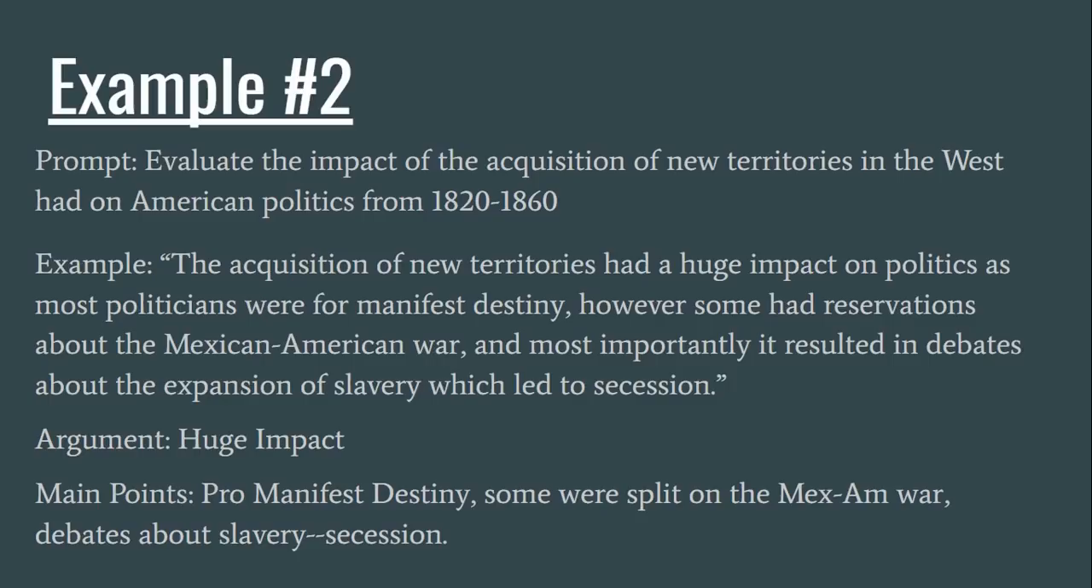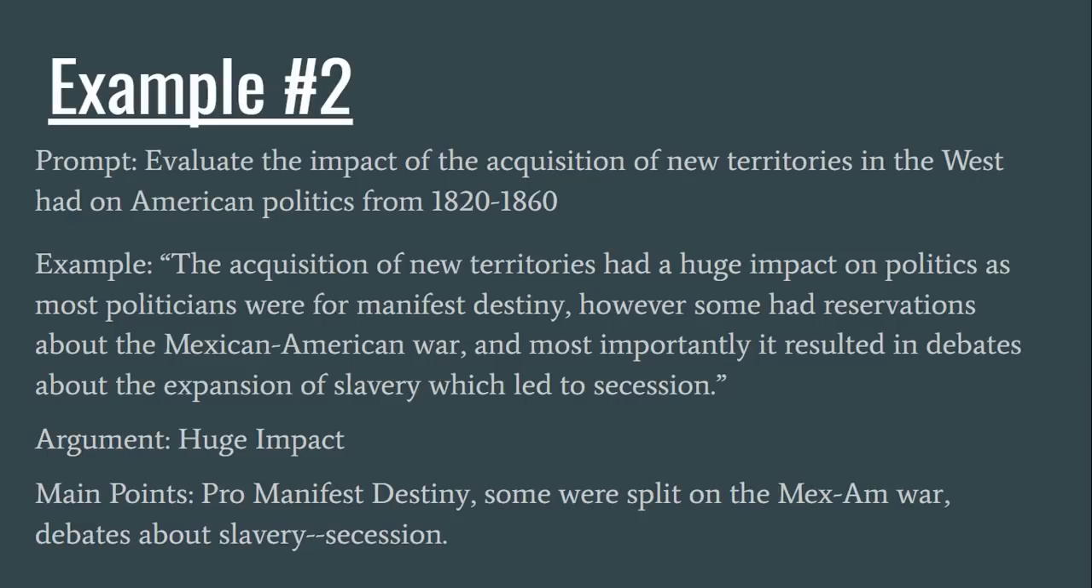Almost all politicians were pro-Manifest Destiny. Some, which was a faction of Whigs, were split on the Mexican-American War. And ultimately, this expansion leads to debates about slavery, which leads to secession. There is a clear cause and dire effects change. So obviously, this had a huge impact. Let's put it together now.